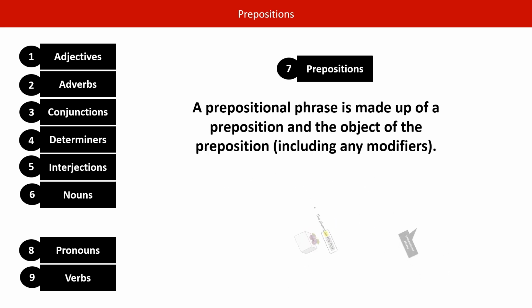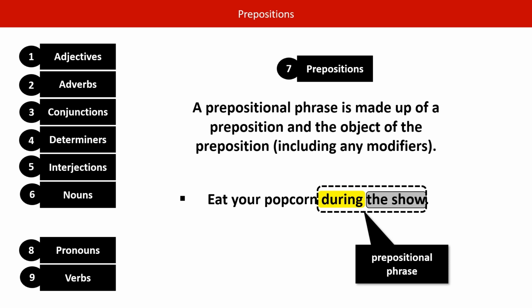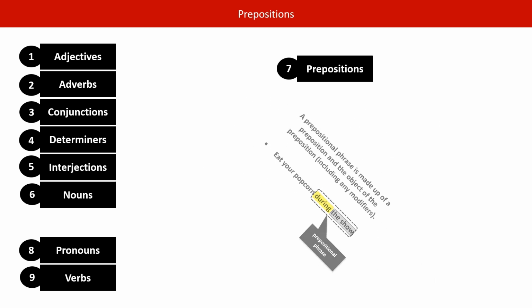Let's look at another example. Eat your popcorn during the show. During is the preposition, show is the object of the preposition, the is a modifier. So during the show is our prepositional phrase. Okay, let's get rid of all of that.